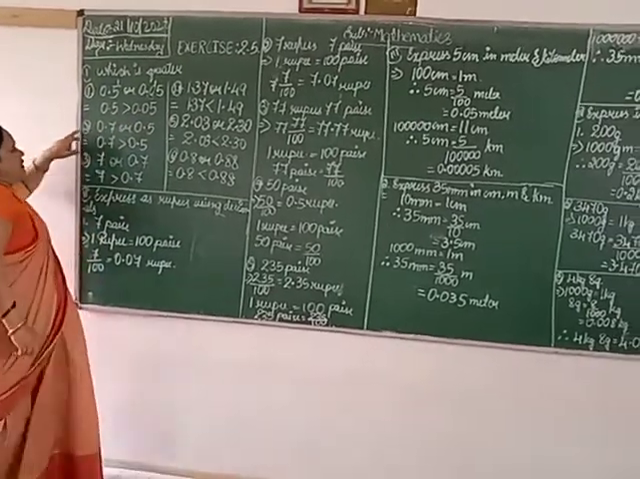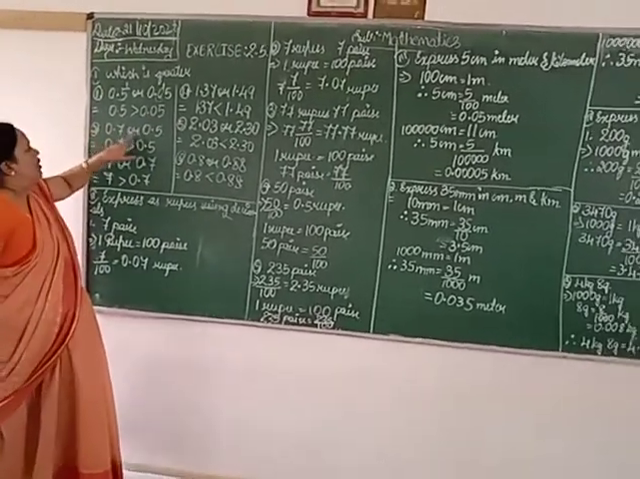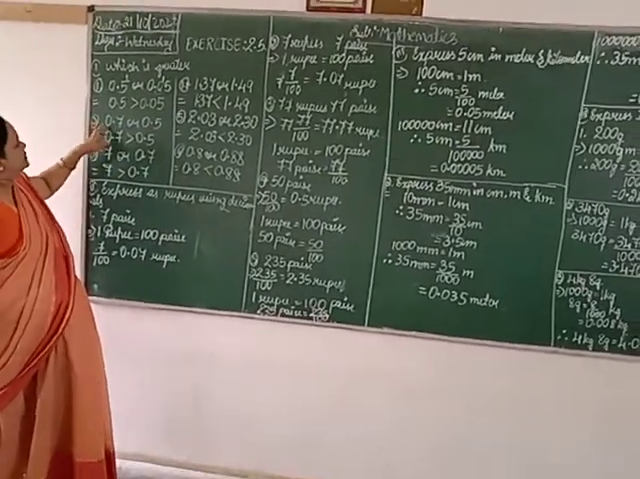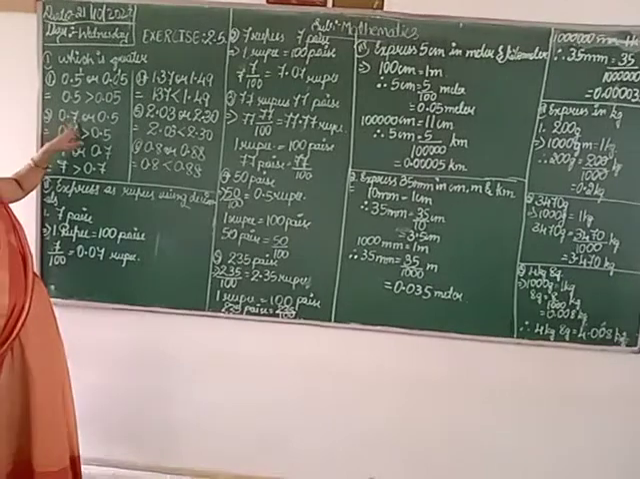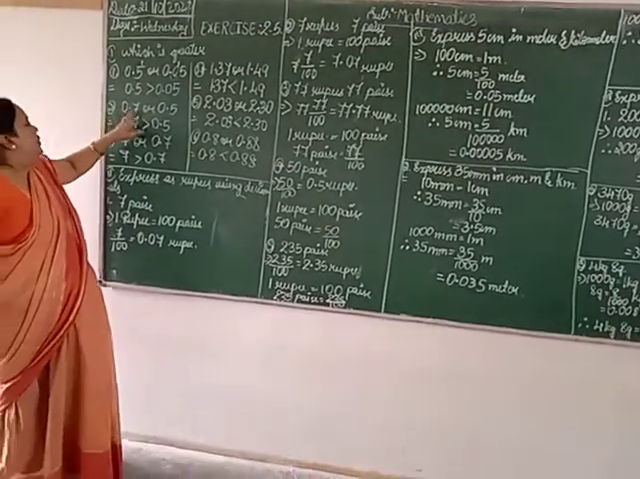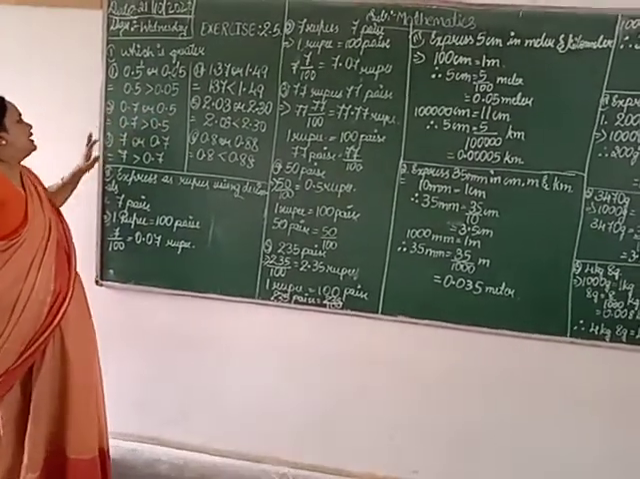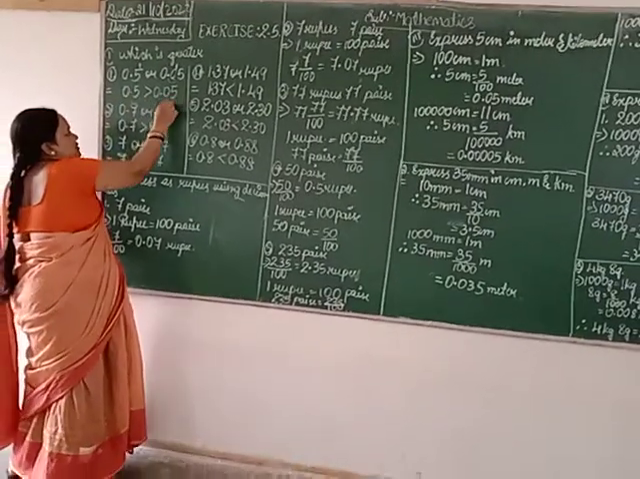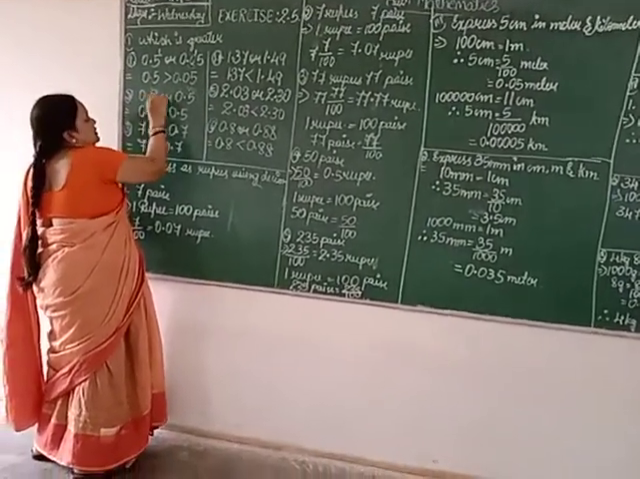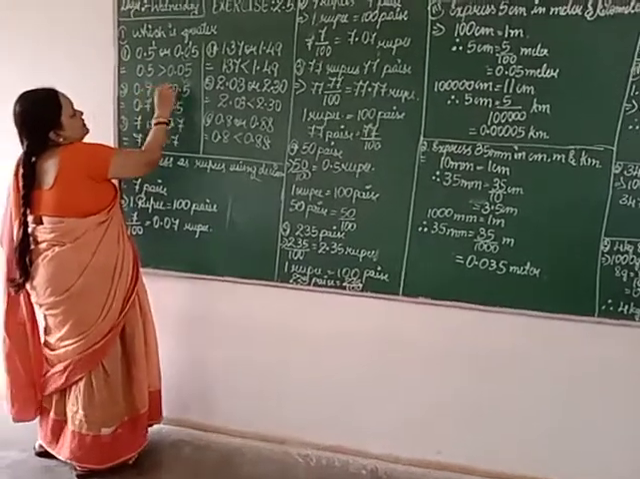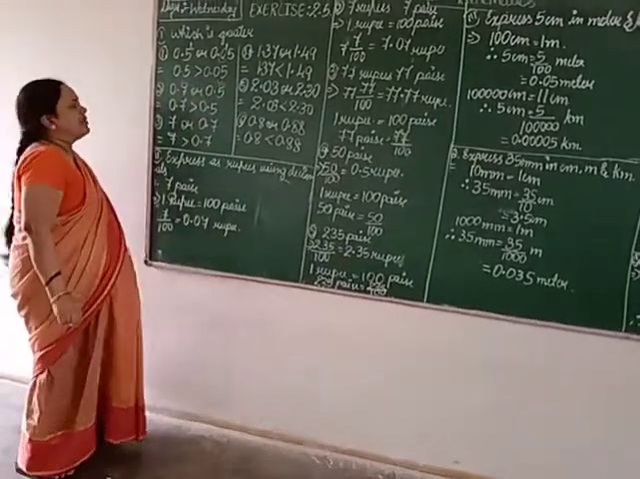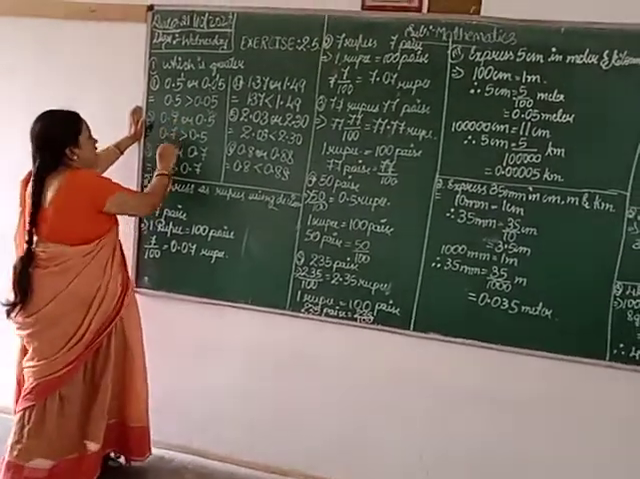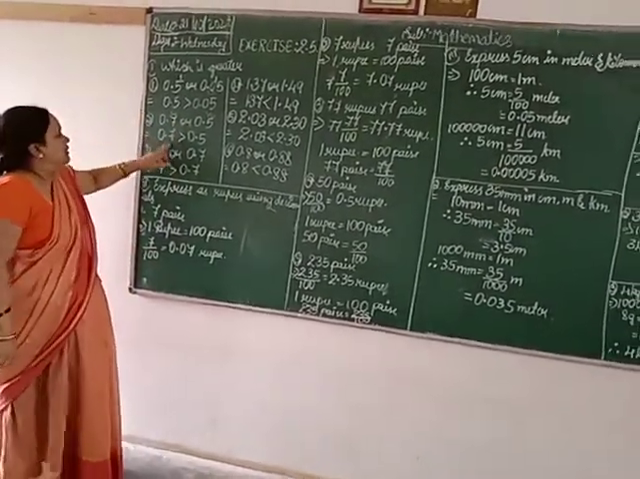Okay, second one. 0.7 or 0.5. Which is greater? This is also the tenths place, and this is also the tenths place, right? So what is their number? Here 7 is there. Here 5 is there. Which is the greater number? 7 is the greater number. That is why 0.7 is the greater number.